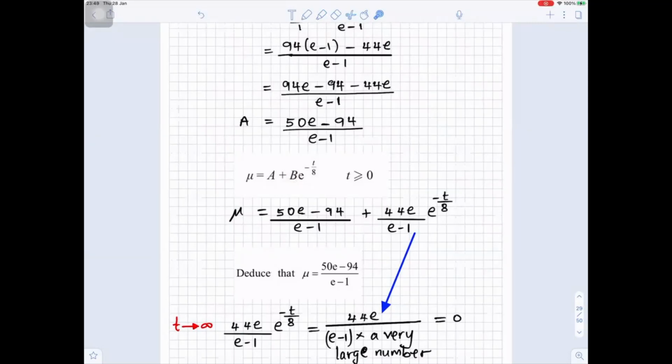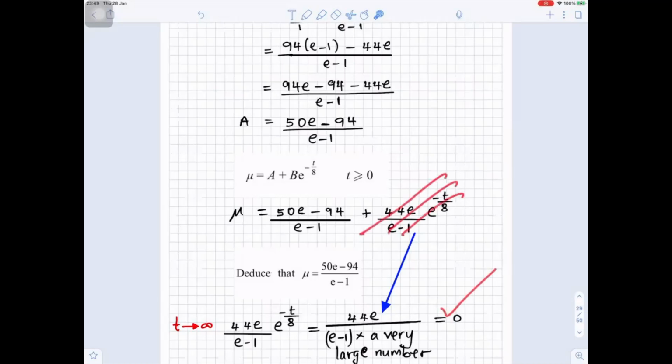So we can deduce that mu would be (50e minus 94) over (e minus 1) when t becomes very large. Because when t becomes very large, this becomes 44e divided by e to the t over 8 times (e minus 1). It's like 44e divided by a very large number, and that would be 0. Because this will come underneath. So it becomes 44e divided by e to the t over 8 times (e minus 1). T over 8 will be a very large number. So 44e divided by a large number will be 0.